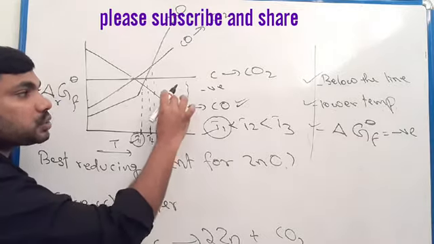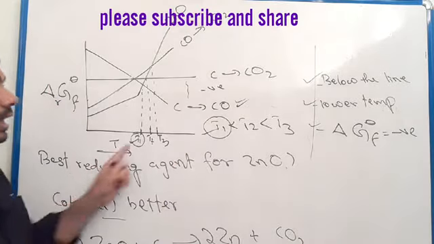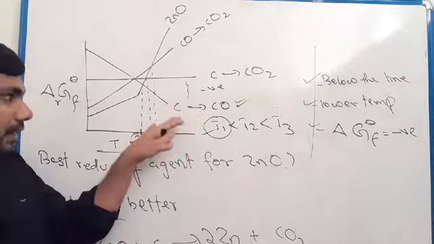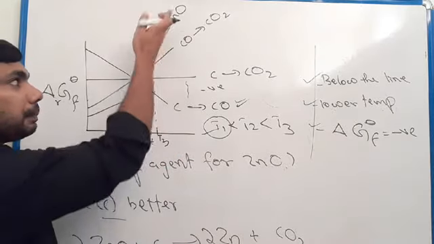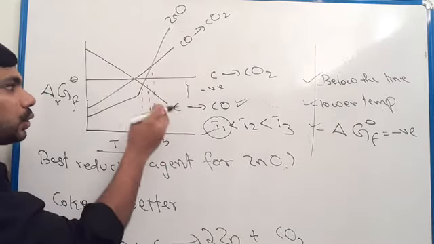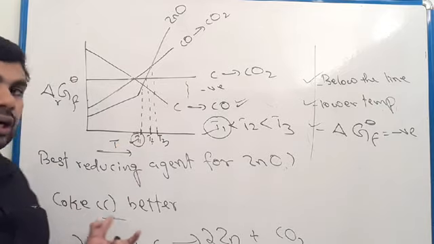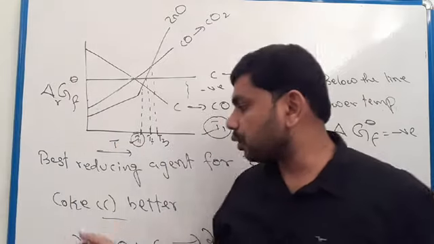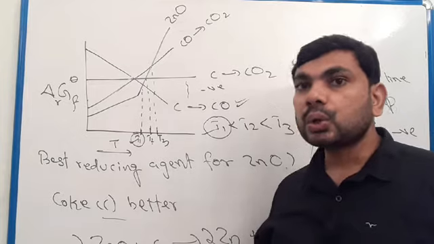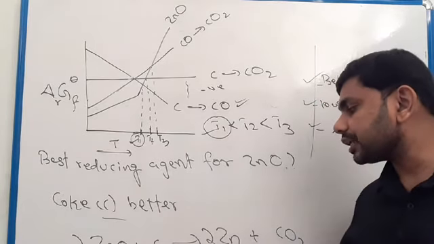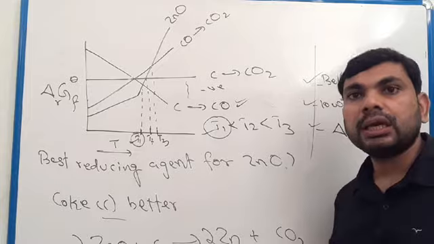So we have to choose carbon to carbon monoxide. This one satisfies all these conditions. Delta G is negative, and this is below the metal oxide line. Also this is the lower temperature. So here coke, carbon to carbon monoxide, carbon means coke. Coke is the better reducing agent to convert zinc oxide to zinc and carbon dioxide. Clear?